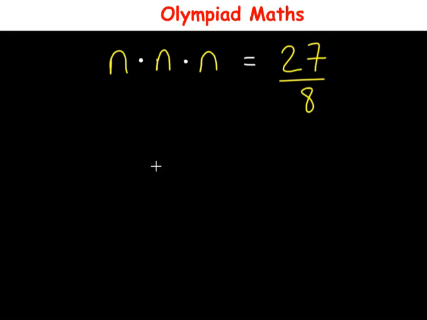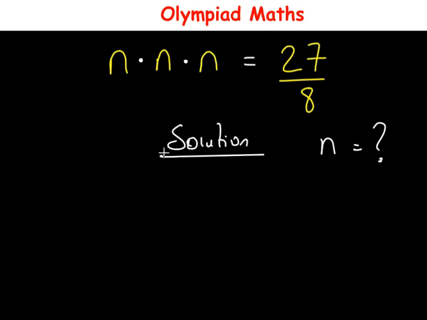Hello everyone, in this video let us solve this question. So we have n times n is equal to 27 over 8, and here we have to solve for the value of n, the unknown we have to solve for. To solve this, we have n times n is equal to 27 over 8.